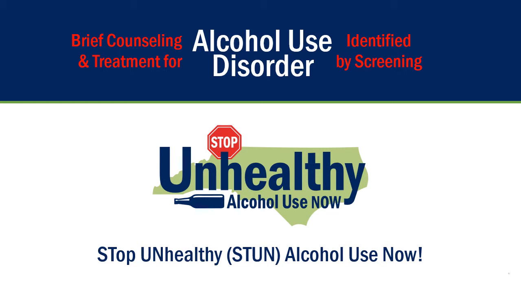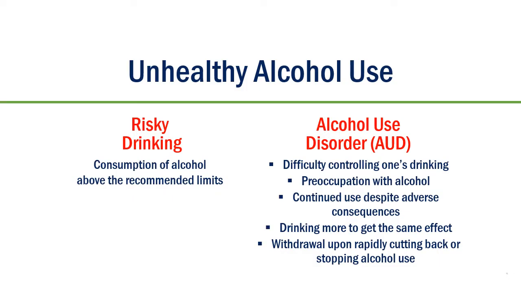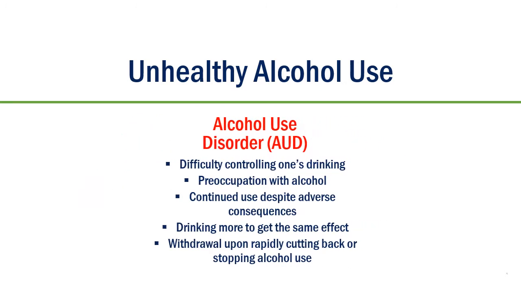In this video, we provide more information about the Stop Unhealthy Alcohol Use Now initiative's approach to screening and intervention in primary care, with a focus on screening, brief motivational interviewing, referral to treatment, and resources for people with an alcohol use disorder. Unhealthy alcohol use refers to a range of use that includes both risky drinking and alcohol use disorder, or AUD, which is a pattern of drinking that meets some or all of these criteria: difficulty controlling one's drinking, preoccupation with alcohol, continued use despite adverse consequences, drinking more to get the same effect, and withdrawal upon suddenly cutting back or stopping alcohol use.